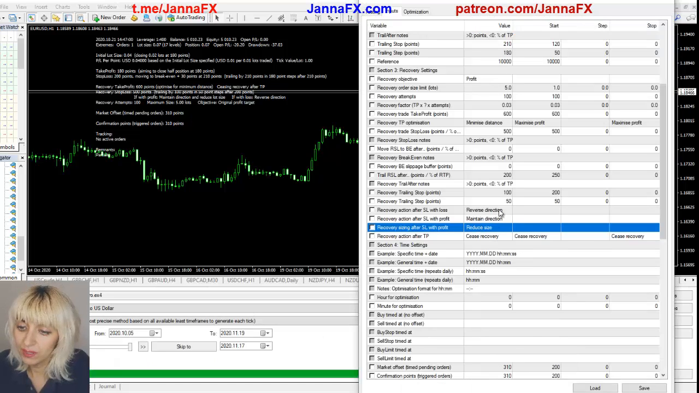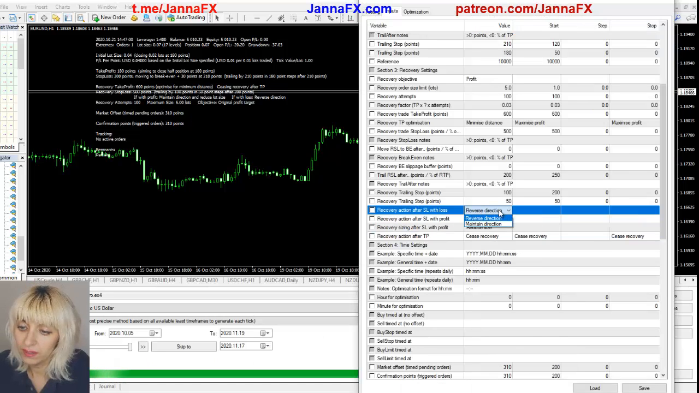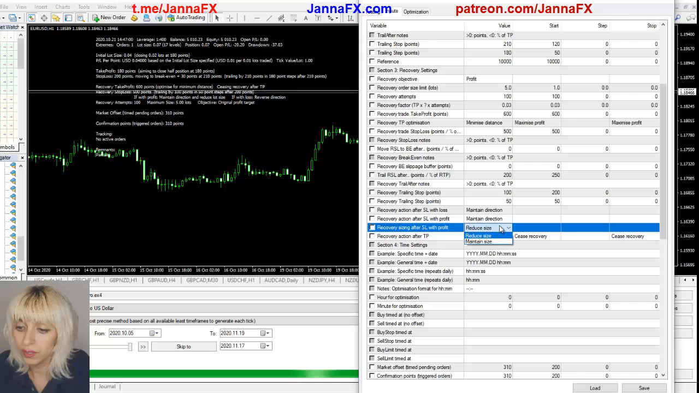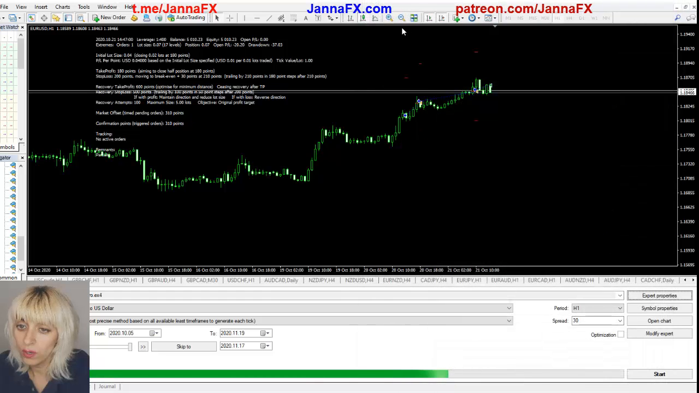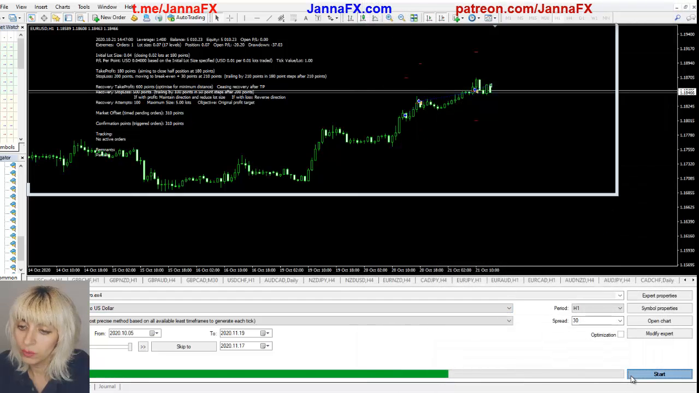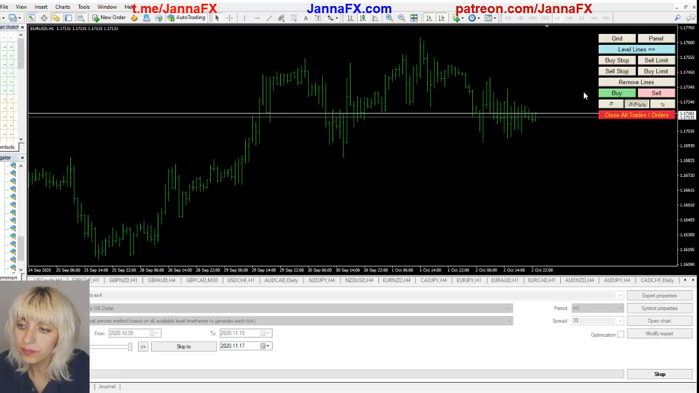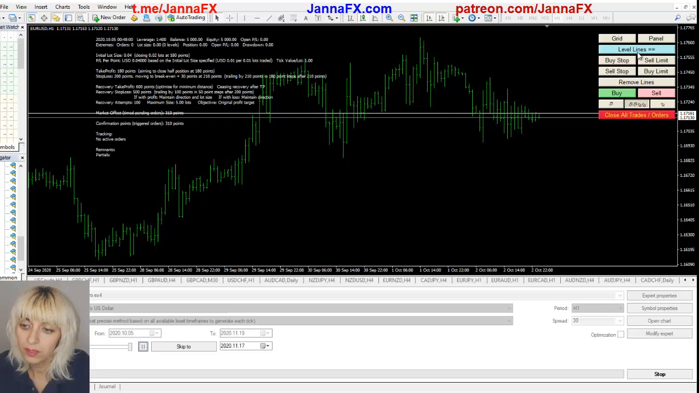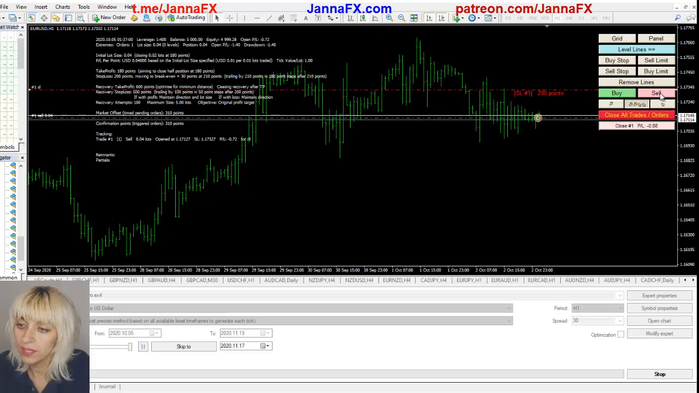Now let's have a look at the settings. Instead of reverse direction, let's do maintain direction for our recovery if it hits the stop loss, right? I'm going to leave maintain size, not going to reduce. So let's see how that's going to work. Okay, so I'm going to press start and we're going to sell again.